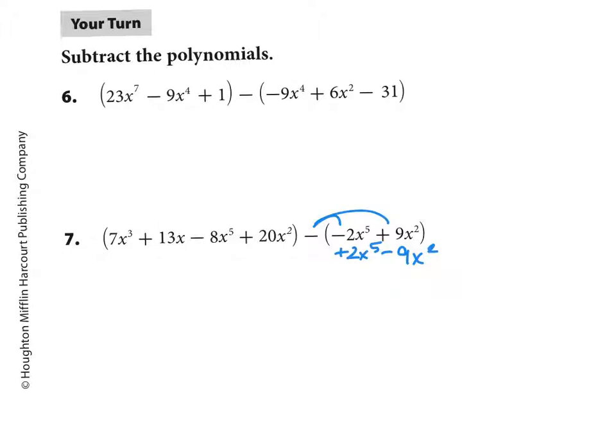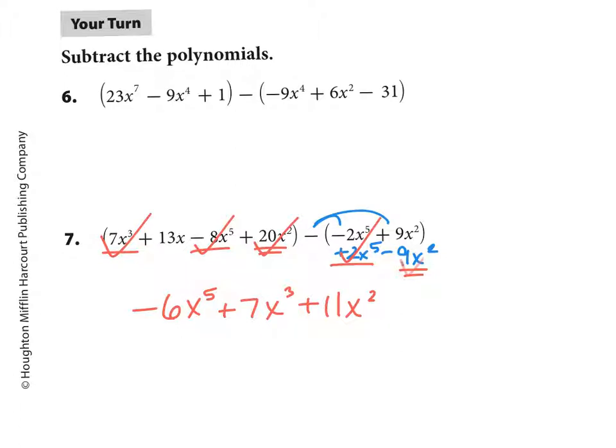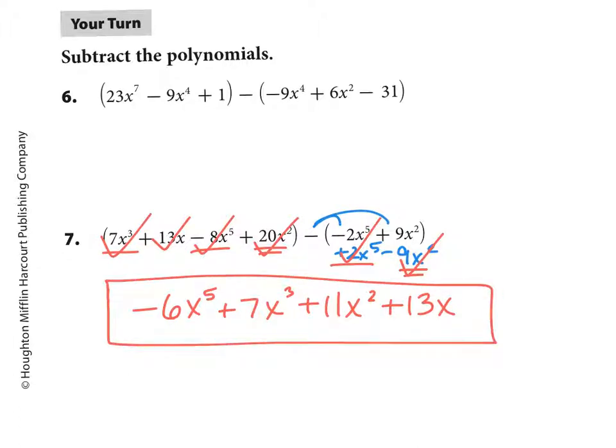So again, I'm going to count down. 5 looks like the highest exponent, so I've got a -8 and a +2. That's -6x to the 5th. I don't have anything to the 4th. I have a 3rd, so +7x to the 3rd. Squared, I have a 20x squared minus 9x squared. That's going to be +11x squared. I do have an x, so +13x. And then I don't have anything with no x's, so there is my final polynomial for subtraction.